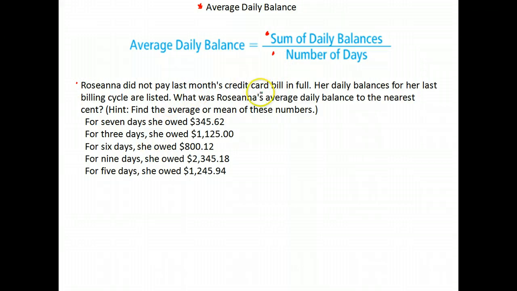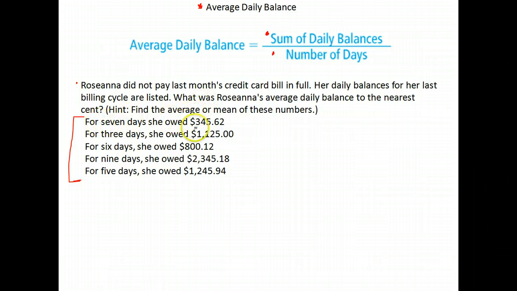She didn't pay last month's credit card bill in full, which means she's going to be receiving a finance charge. Her daily balances for the last billing cycle are listed here. So these are her daily balances. What was her average daily balance to the nearest cent?